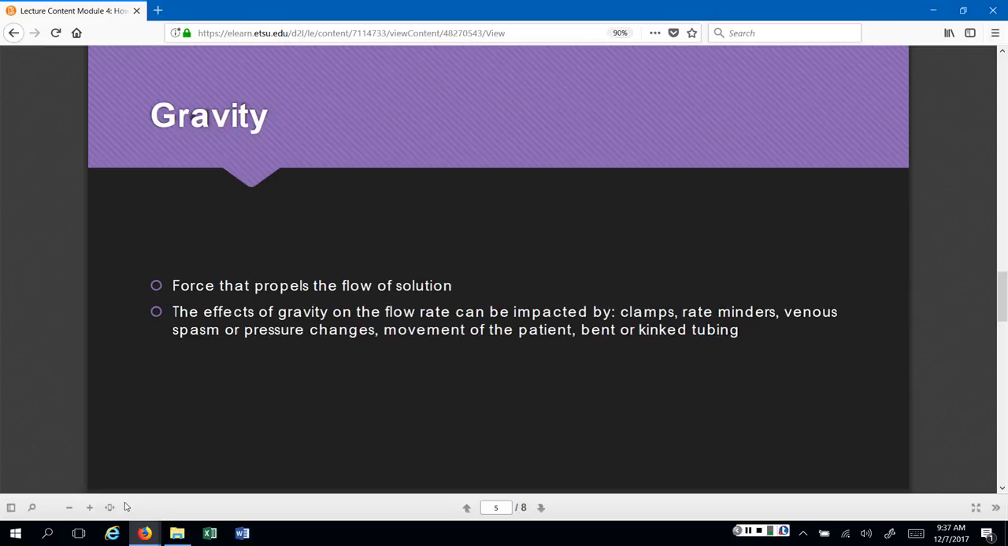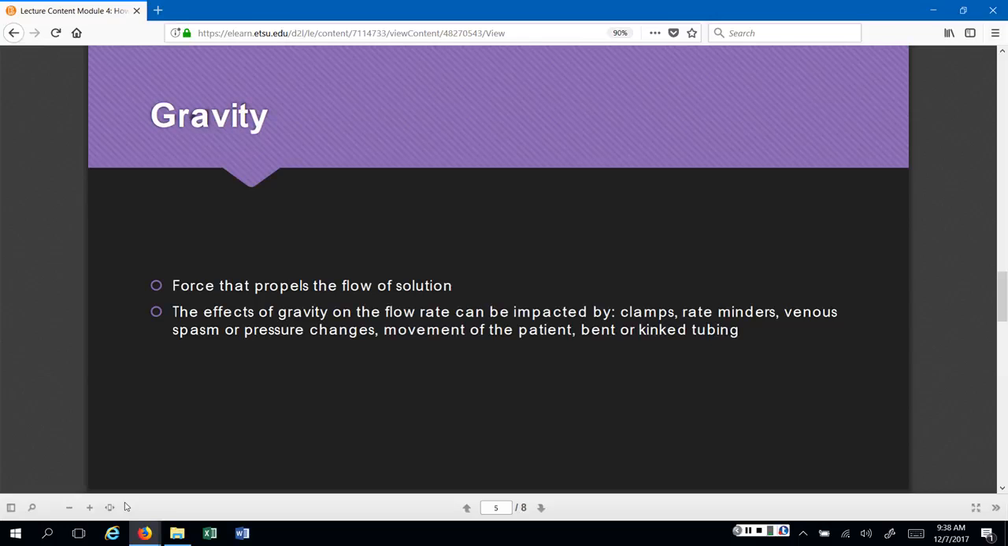You can also have rate minders, which allow you to set a rate based on a gravity infusion. You can actually set a rate for that. Basically, it either puts enough pressure on the tubing to let it run faster or slower. Venous spasm or pressure changes can affect the rate of infusion if you're infusing by gravity, as can movement of the patient, and bent or kinked tubing.